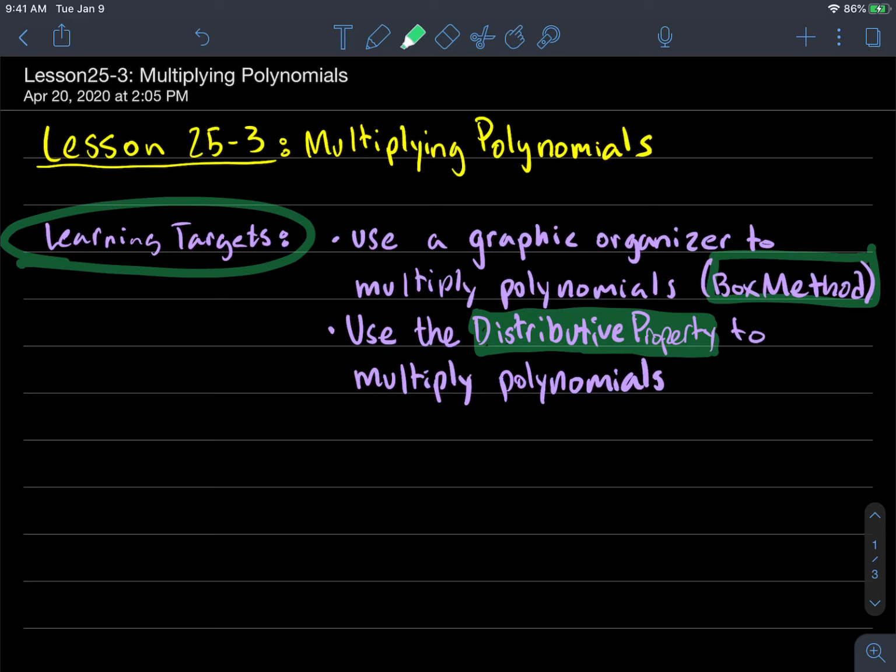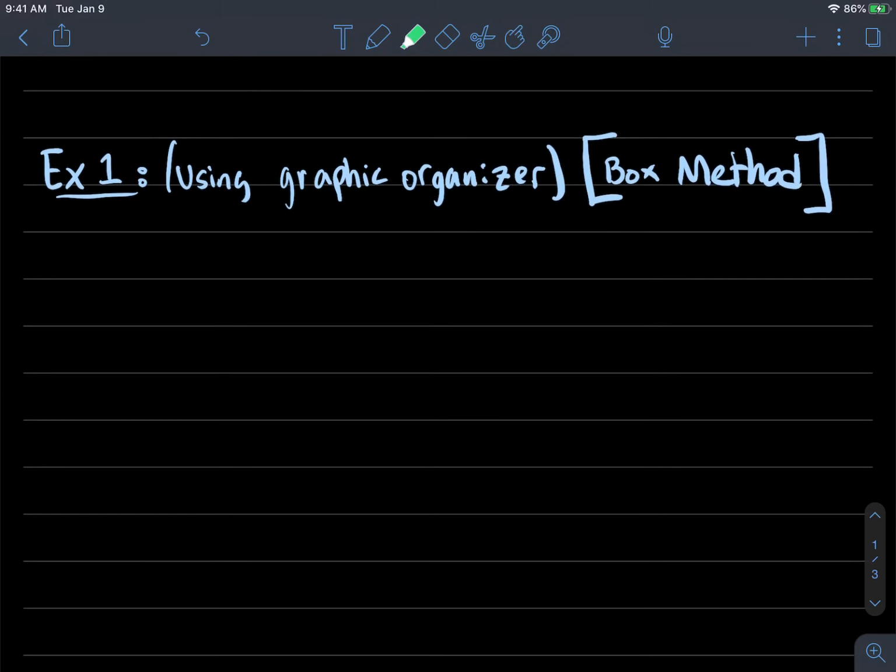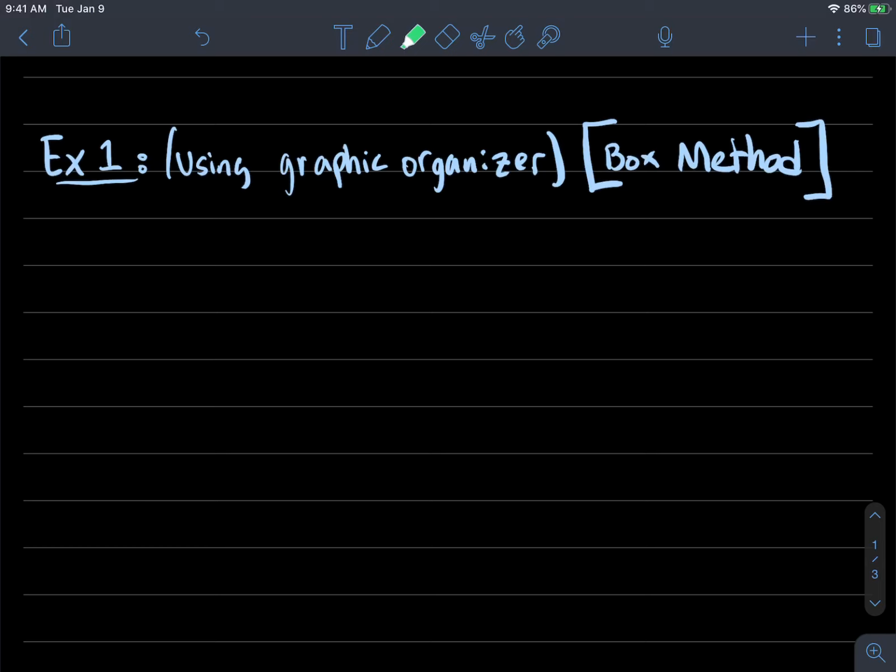Math is all about having tools, and the distributive property is a tool we'll be using to multiply our polynomials. We can also use the box method. Those are our tools, the box method and the distributive property. They're really just the same thing, but there are different ways to do it. So we're just going to jump straight into it, using a graphic organizer, which we call the box method.